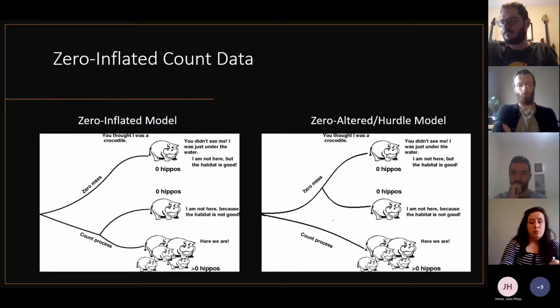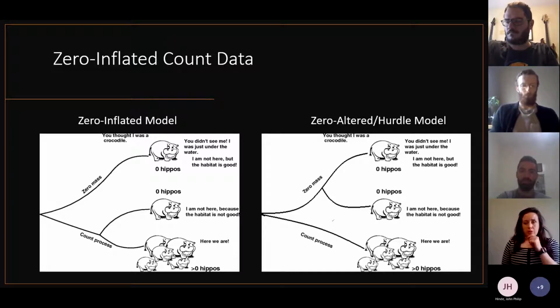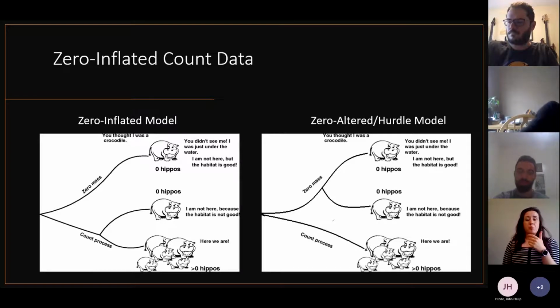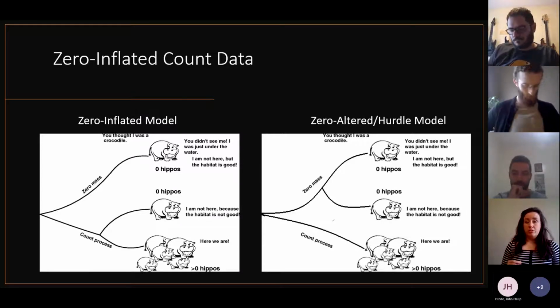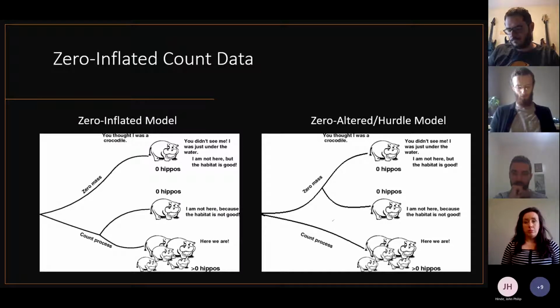On top is our zero process, and that produces all of the zero counts. And then on the bottom is our count process, which can only produce positive counts. And that is the difference between a zero-inflated and a hurdle model. In a zero-inflated model, your count process can produce zero counts, but in a hurdle model, your count process can only produce strictly positive counts. So that's just for people who might not be incredibly familiar with hurdle models.